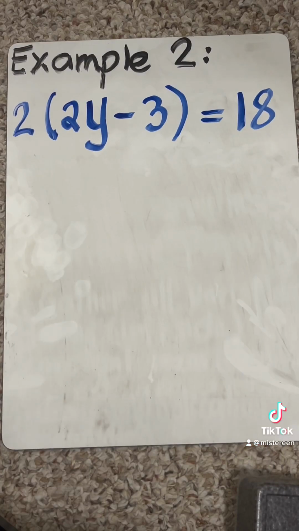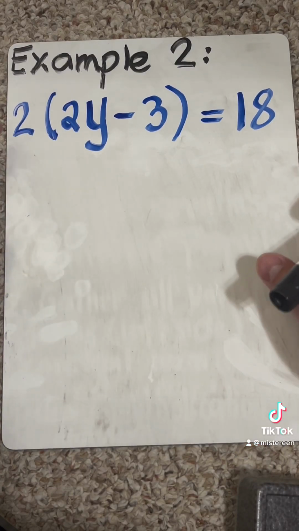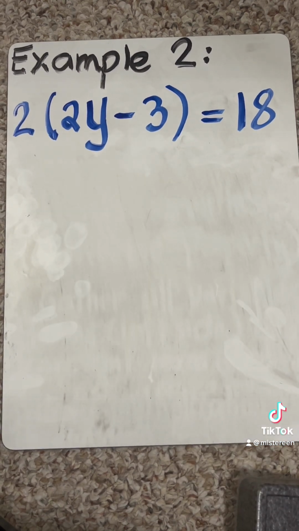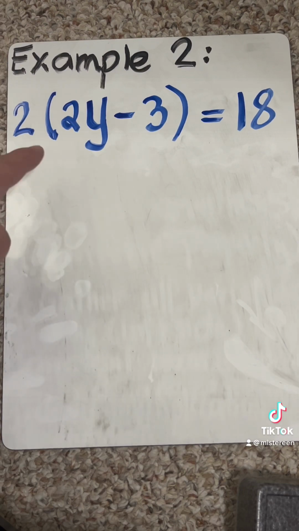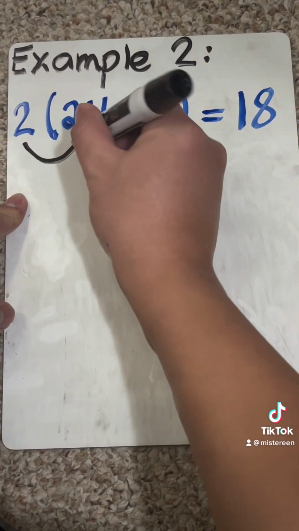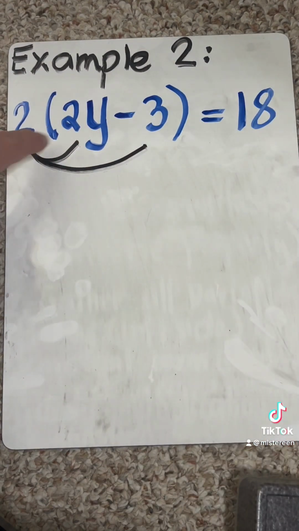All right, let's now do our second example. We will solve for y in this equation. Don't forget, again, step number one is to remove the parentheses if there are any. We can do that by doing the distribution. Just distribute the number outside to each number inside the parentheses and do the multiplication.